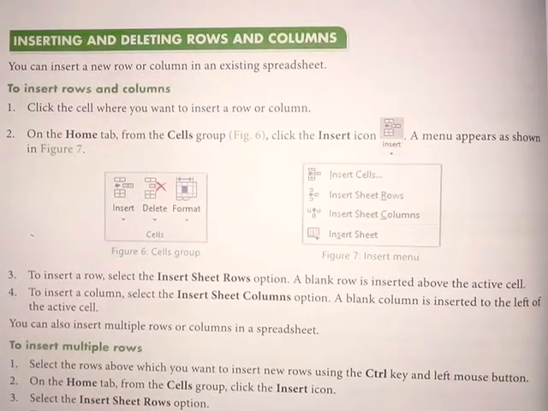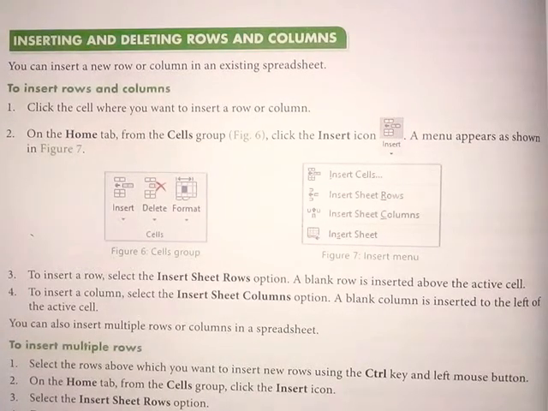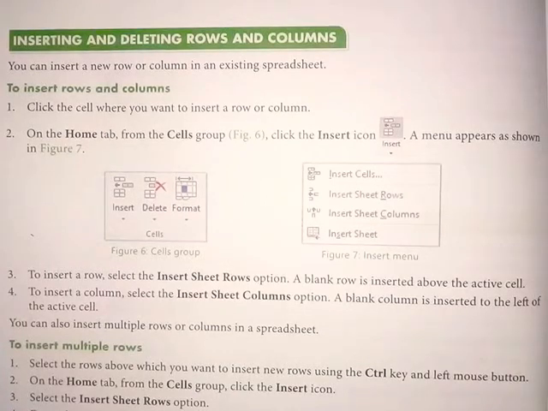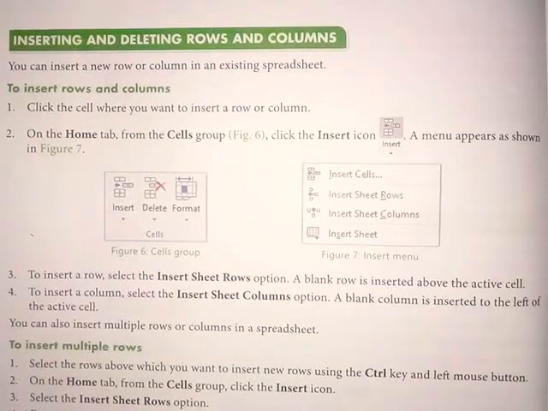You can insert a new row or column in an existing spreadsheet. To insert rows and columns, first, click the cell where you want to insert a row or column. Second, on the Home tab from the Cells group, click the Insert icon. A menu appears as shown.